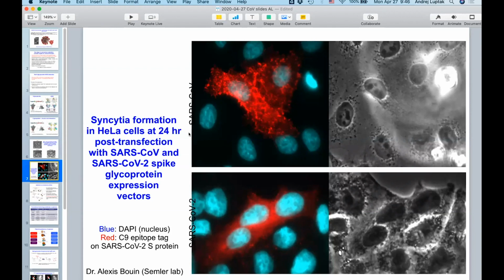And again, sorry, this is a little shifted. So the top one is the old SARS, the bottom one is the new SARS, and the red is a stain for an epitope on the expressed spike protein. So you can see that the, in this case, trinucleated cell is expressing the spike protein. And so this is an easy assay. You sort of look, see what you can do and whether you can interrupt this just in culture.